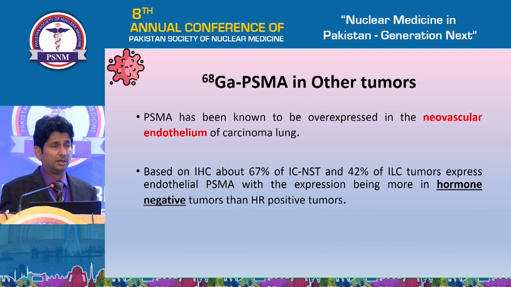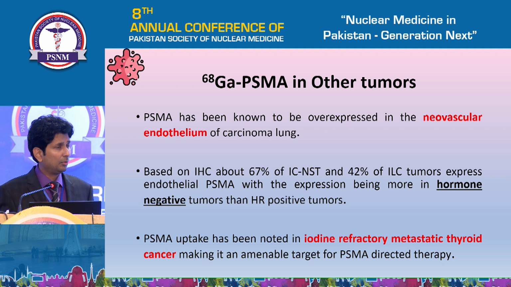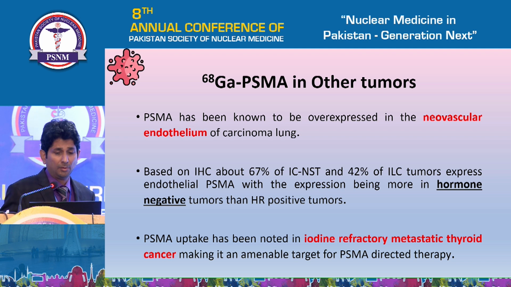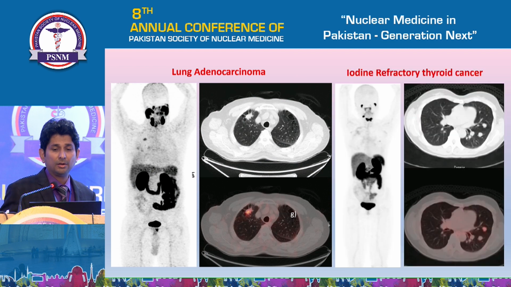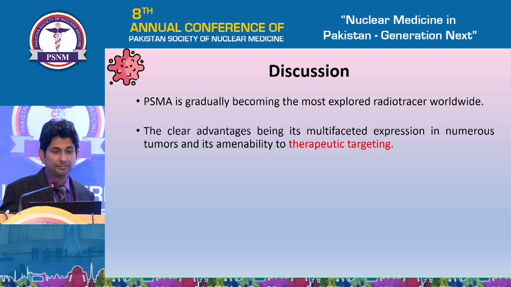Other tumors, lung cancer can be positive. Lobular cancer, which is not much avid on FDG if you're talking about breast cancers, and the studies show that PSMA expression is seen more in hormone negative as compared to hormone positive. Another more important one is the hormonal refractory metastatic cancers. This is an example of lung adenocarcinoma, and you can see the PSMA expression in iodine refractory thyroid cancer.